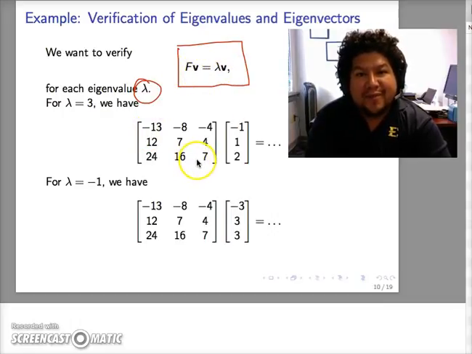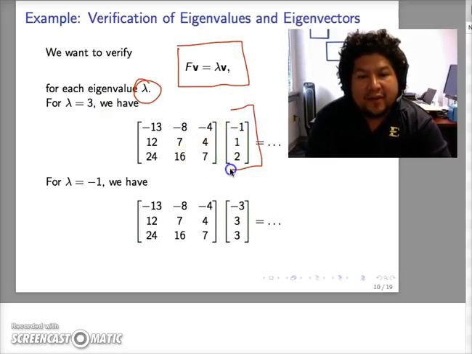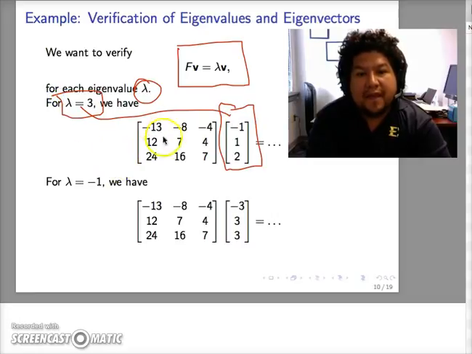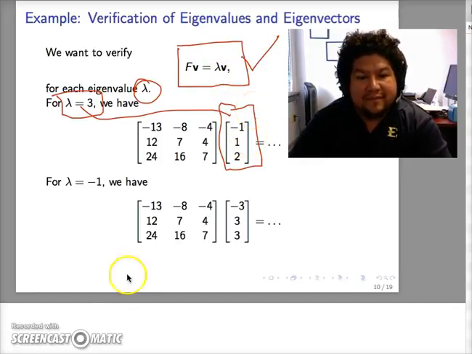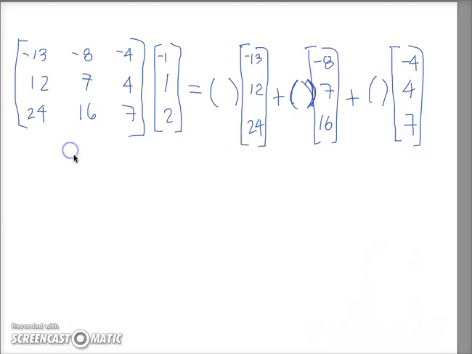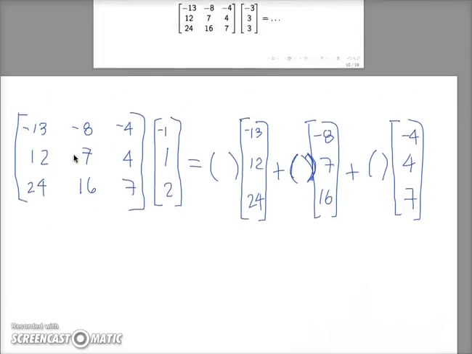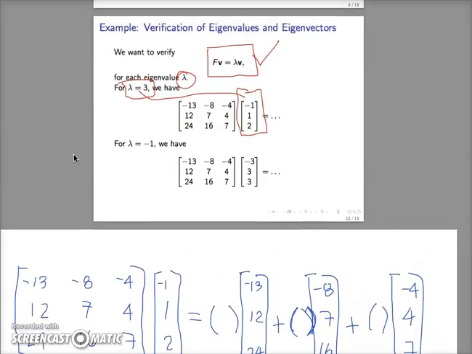So now it's time to verify our calculations, right? This column vector minus 1, 1, 2 is the column vector associated with the value lambda equals 3. And what we would like to do is to verify this vector equation. So remember, we're trying to verify that F times v equals lambda v.